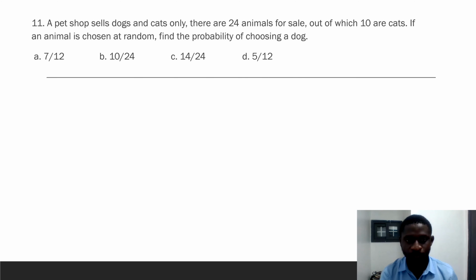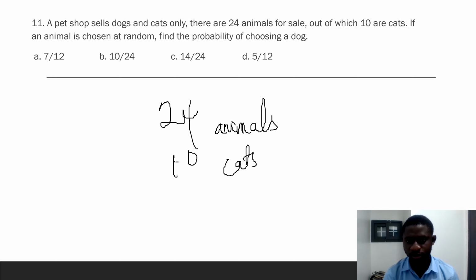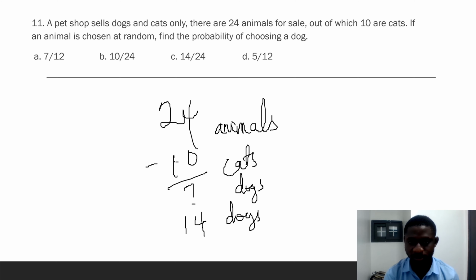So let's see. Now, question 11. A pet shop sells dogs and cats only. There are 24 animals for sale, out of which 10 are cats. So there are 24 animals. Of these animals, 10 are cats. And so the rest are dogs. So we don't know the number for dogs, but if you want to get a number for dogs, you can simply subtract 10 from 24 and that will give you 14. So you have dogs to be 14.